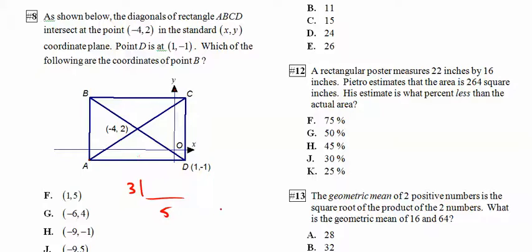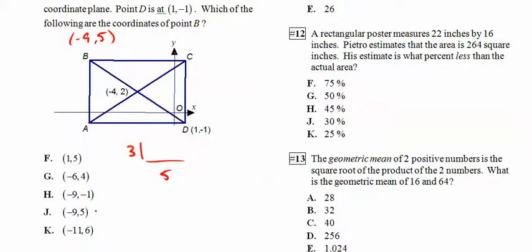So 3 up from 2. 3 up from 2 gives us 5 up here. And 5 left of 4 gives us -9. So we're looking at -9, 5.